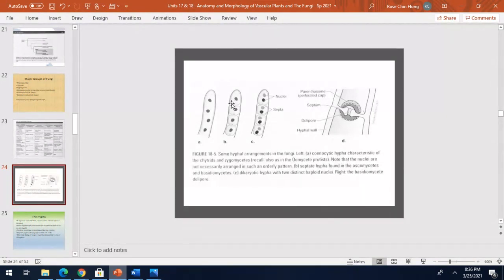And here is septated. So the pore in our Ascomycota, when it's septated, could be a simple pore or it could be a dolipore. So figure 18-5D, you can see the septum here. And then now you can see the special dolipore. So this dolipore here is a Basidiomycota. Okay, so it's right, the Basidiomycete dolipore.